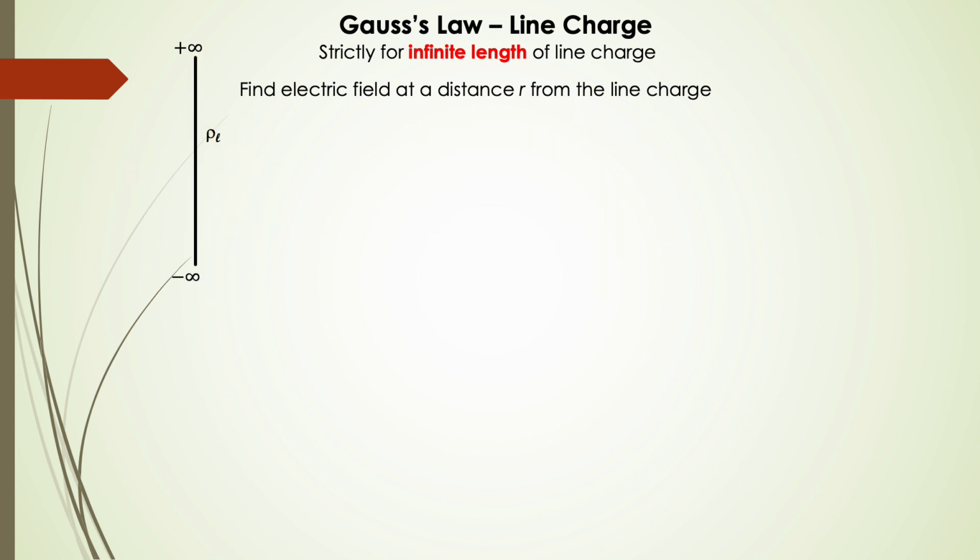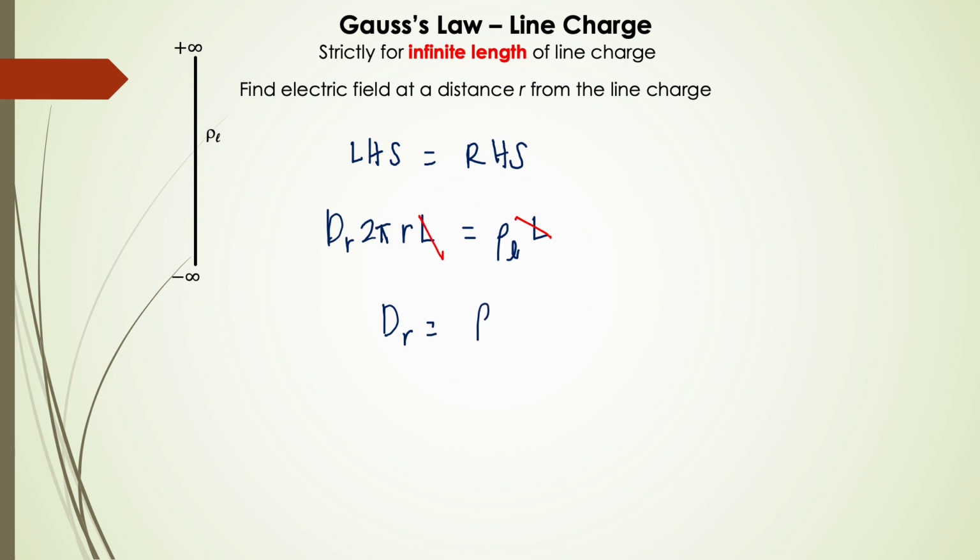So now we can equate the left hand side with the right hand side. The left hand side just now we got as D_r 2 pi rL, and the right hand side just now we obtained as rho L L. If we solve this, we can cancel the L. Your D will then become rho L over 2 pi r.